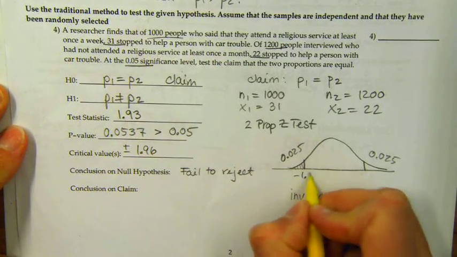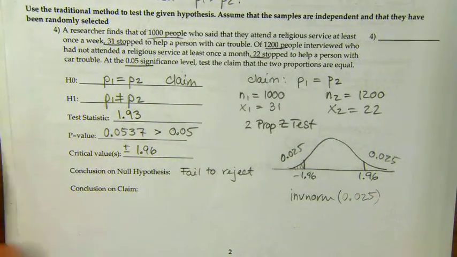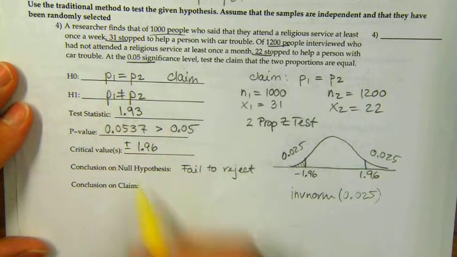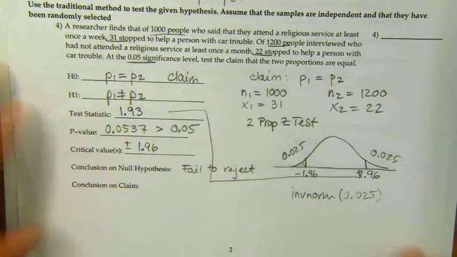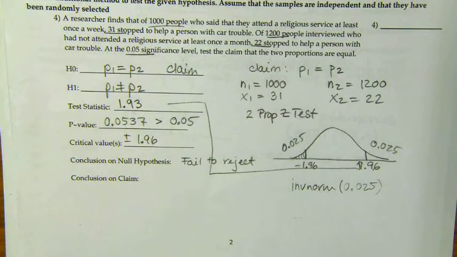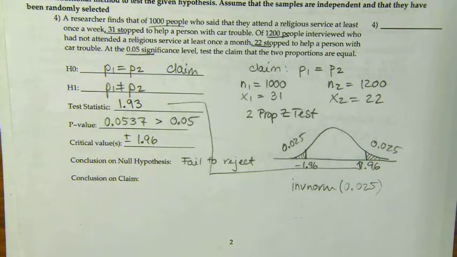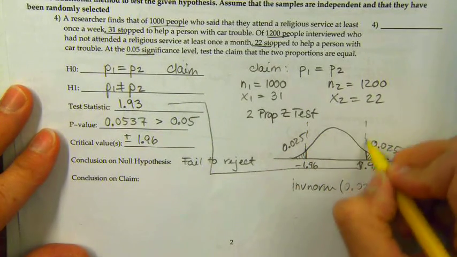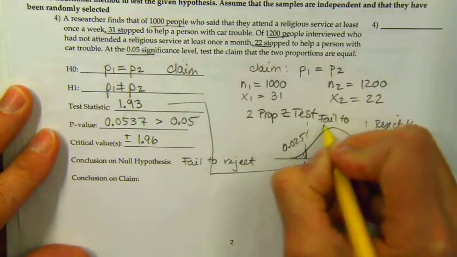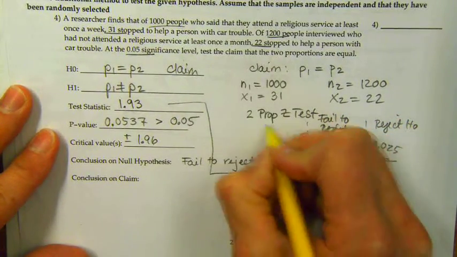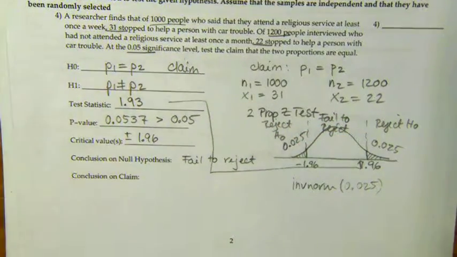So we have the negative one over here, we have the positive one over there. These two are symmetric, so once we find one, we have both of them. Our test statistic is just slightly less than our critical values, so therefore it falls into that middle region, which is the fail to reject zone. Our two tails are our rejection zone. So same conclusion based on the critical values or the p-value method.